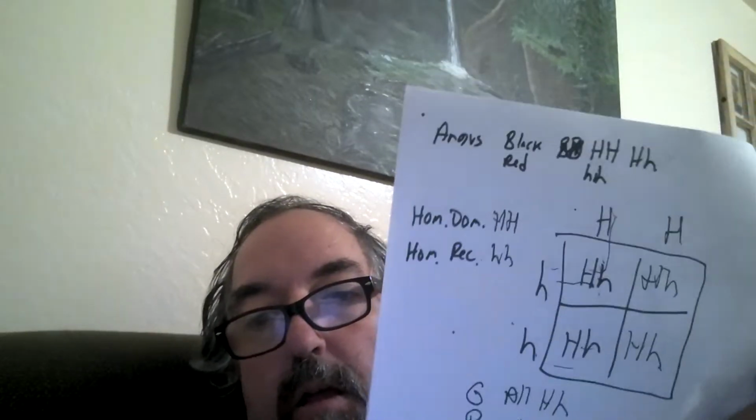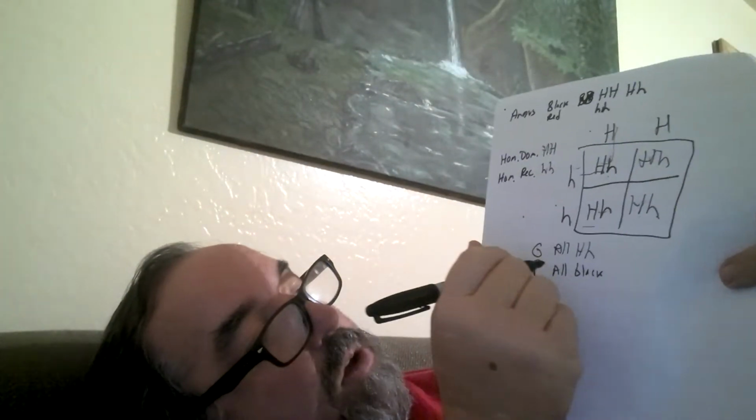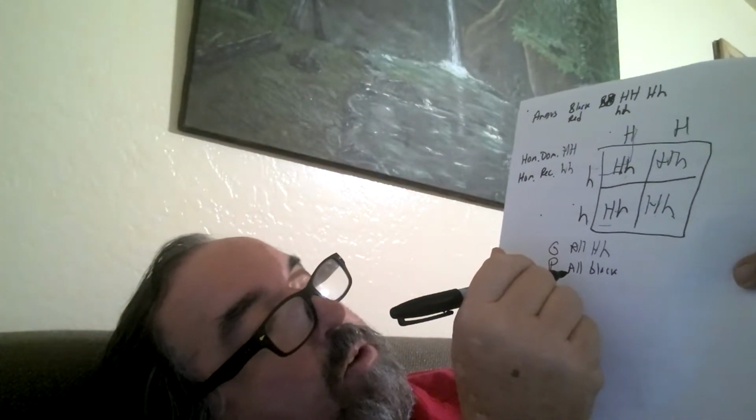Geno means what genes do they have? Pheno means what do they look like. Pheno, photograph, both start with PH. In this case, big H, little h tells you that it's black, right? So all of the calves, all the possible calves, are going to be black. So your genotypic ratio is all big H, little h. Your phenotypic ratio is all black.